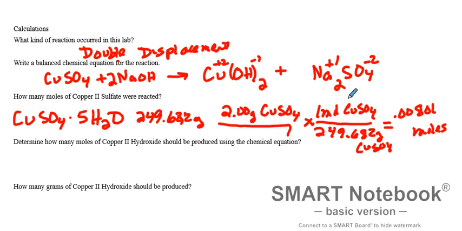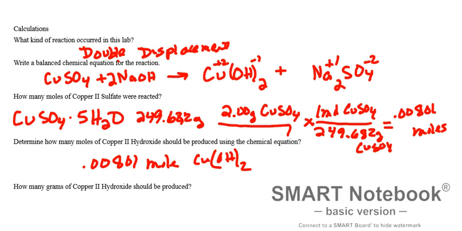Now we look at the balanced equation, and there's 1 amount of copper sulfate for every 1 amount of copper hydroxide that's produced. So this one says, determine how many moles of copper hydroxide should be produced using this chemical equation. Well, if I have 0.00801 moles of copper sulfate and we're supposed to get 1 of this, then that means I should be getting 0.00801 moles of copper hydroxide produced.